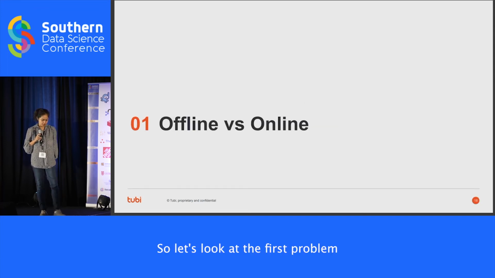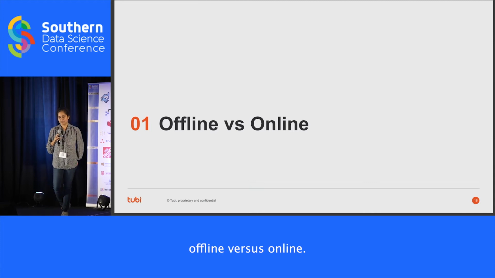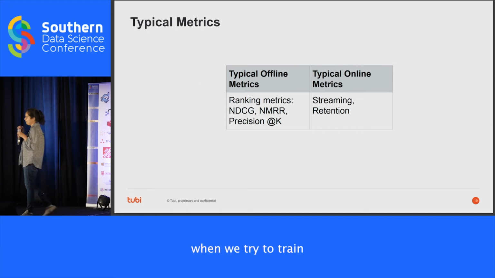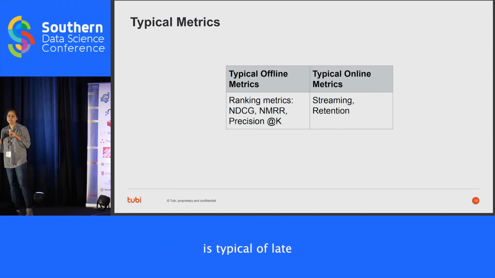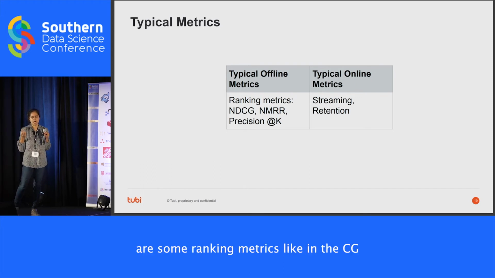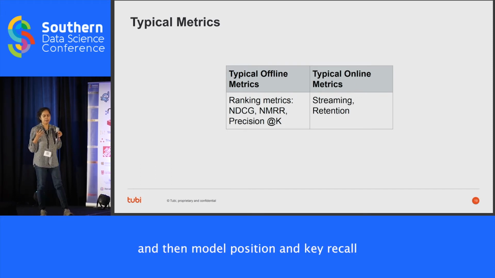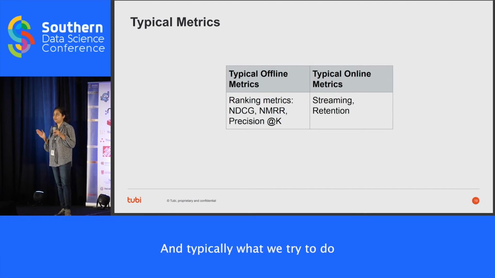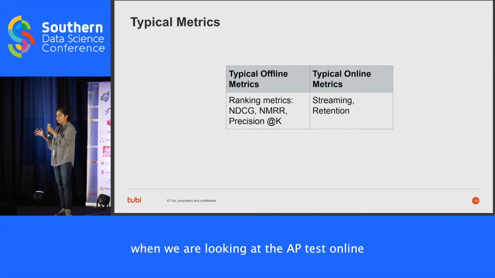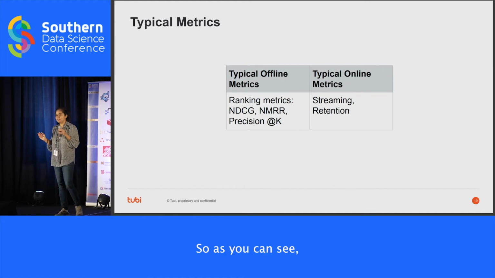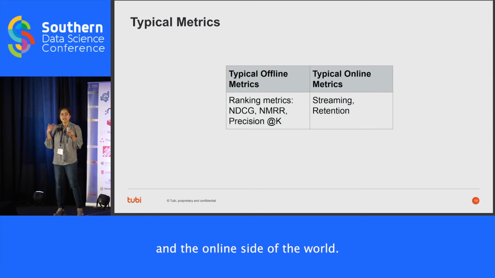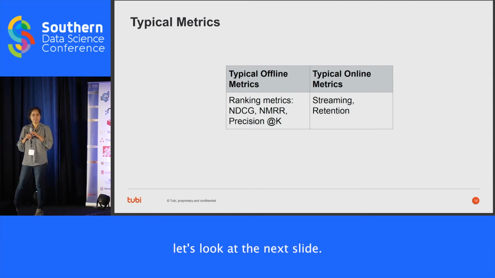So let's look at the first problem, offline versus online. Typically, when we train an offline model, the offline metrics that are used are ranking metrics like NDCG, NMRR, precision at K, recall at K, and whatnot. And typically, when we are looking at the A/B test online, we want to increase the user streaming and retention. So as you can see, there is a mismatch already between the offline and the online side of the world. Let's look at the next slide.